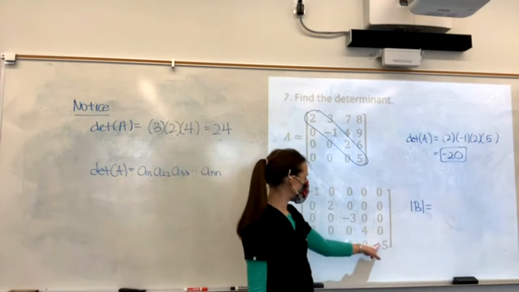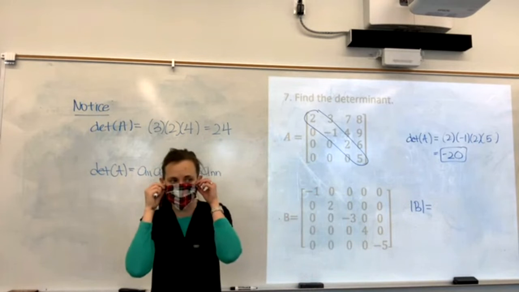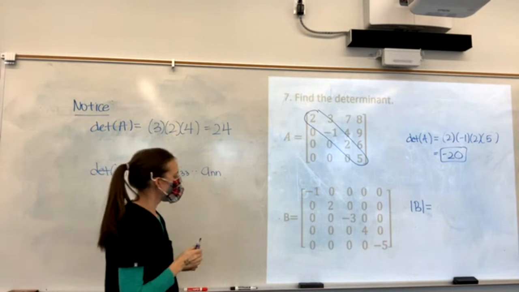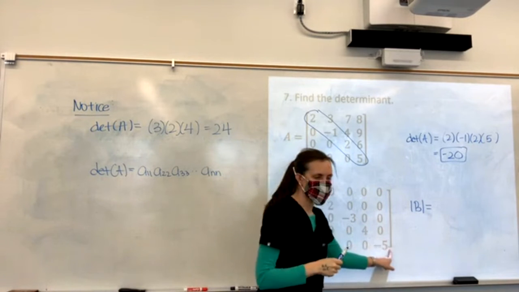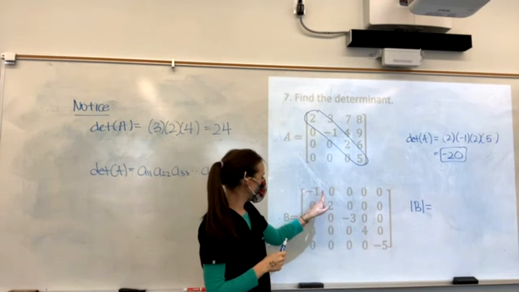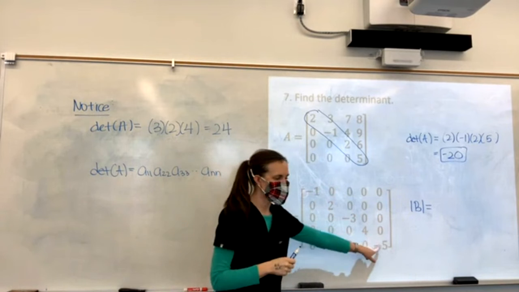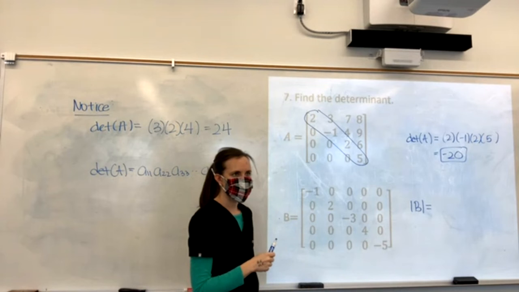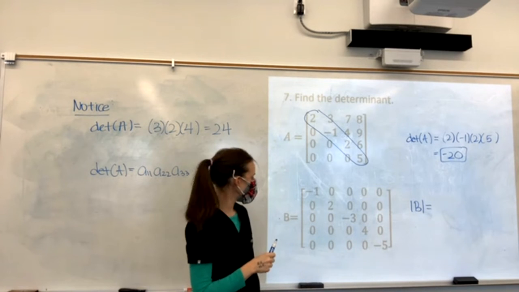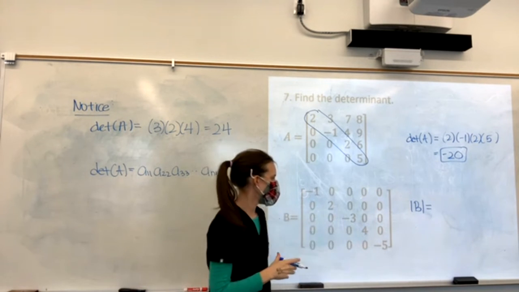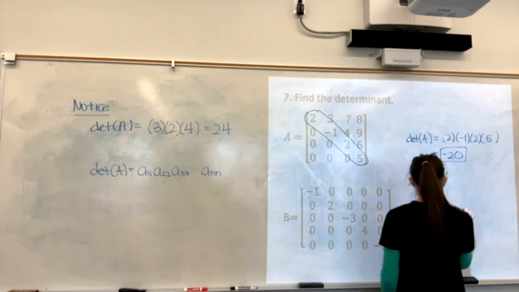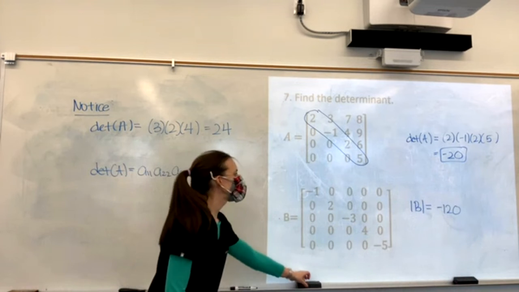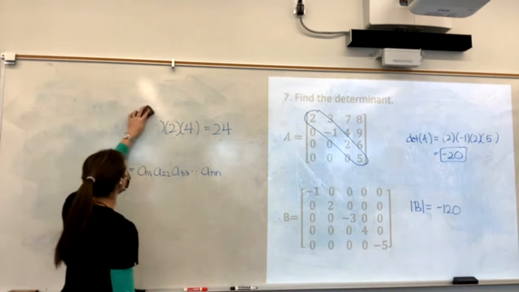Similarly for B, because B only had entries on the diagonal, it's technically a diagonal matrix. So it's both upper triangular and lower triangular. So to get its determinant, I'm just going to take the product of my entries, right? So negative 1 times 2 times negative 3 times 5 times negative 4. What's 5 factorial? 120, and positive or negative? Negative. So just the product of the entries down the main diagonal.